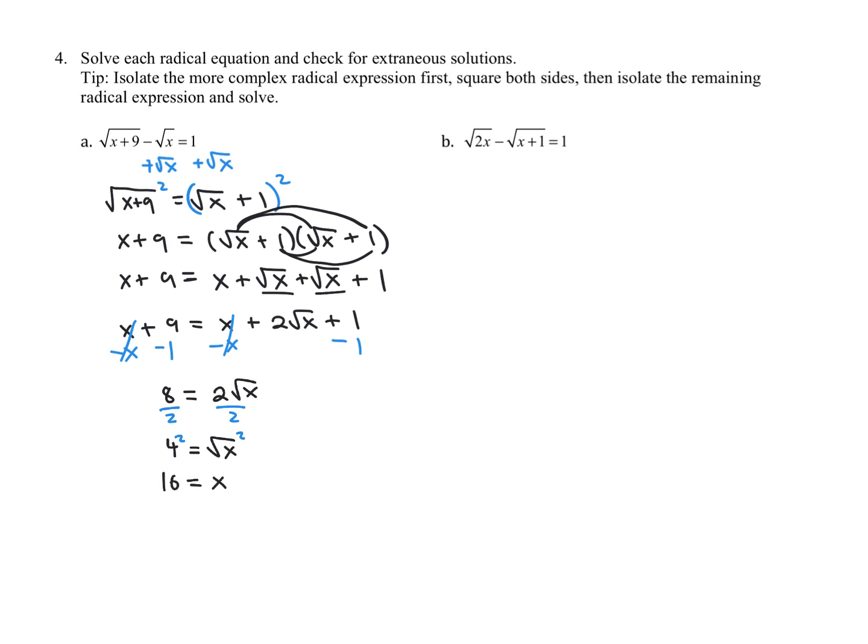But of course, we better check our answer. So the square root of 16 plus 9, minus the square root of 16, does that equal 1? This is the square root of 25 minus 4, or 5 minus 4, which is 1, so that worked, and our answer is 16. For this next one, I want you to pause the video, try it yourself, and then check your solution when you're ready.